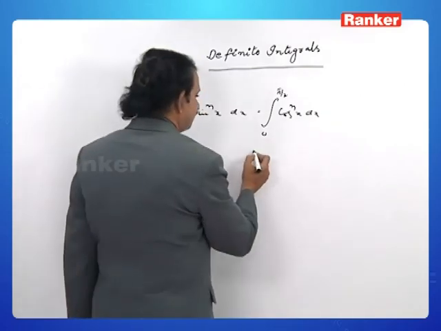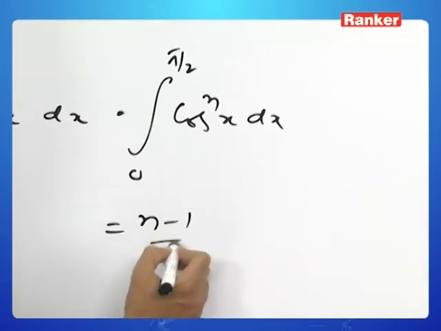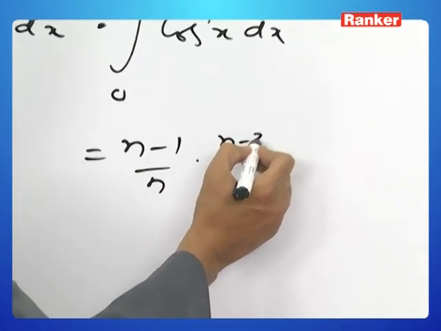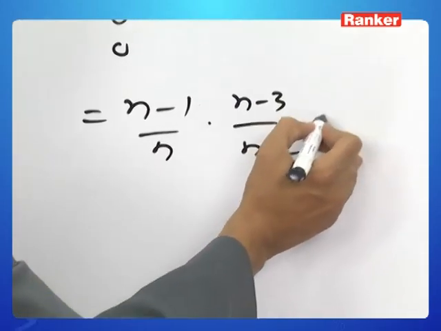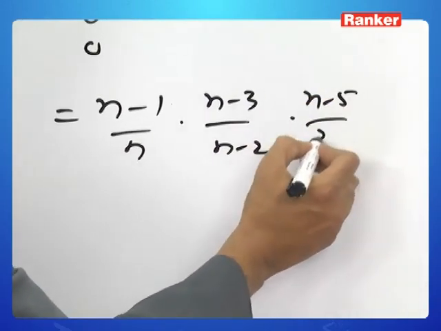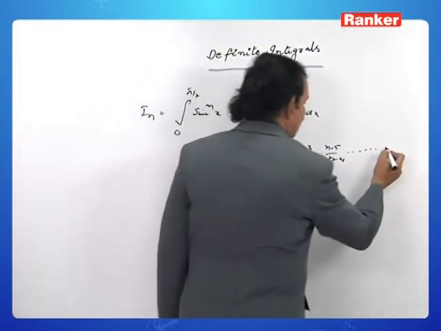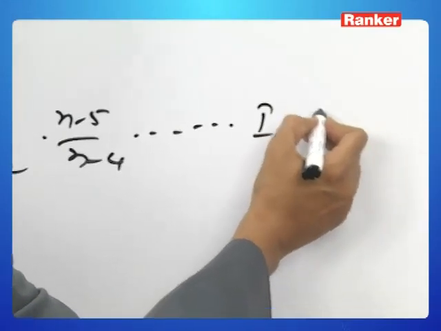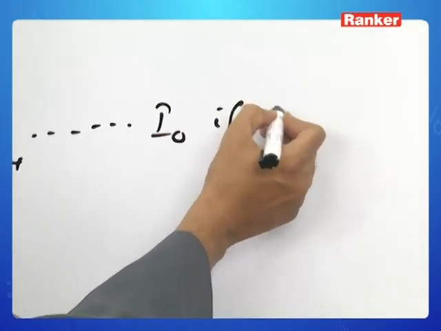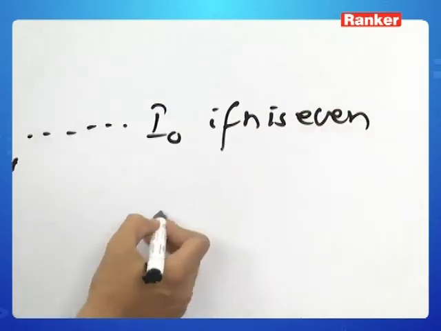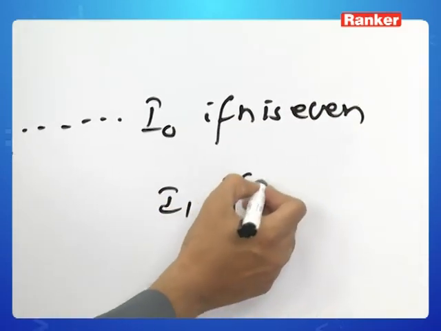And this can be simplified as n minus 1 by n into n minus 3 by n minus 2 into n minus 5 by n minus 4 into and so on. At last, I0 if n is even, I1 if n is odd.